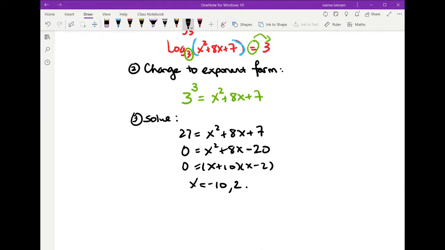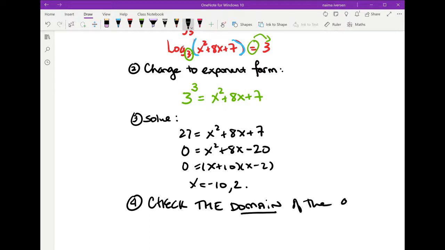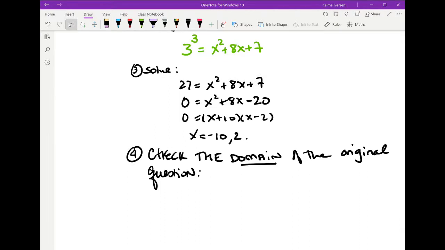Now, the last thing that we have to do, regardless of the method that you're going to use to solve these things, is you're going to check the domain of the original question. Now, you don't actually have to find the domain if you don't want to, but what you have to do is check the domain of the original question. So my original question was log base 3 of x plus 1 plus log base 3 of x plus 7 is equal to 3.